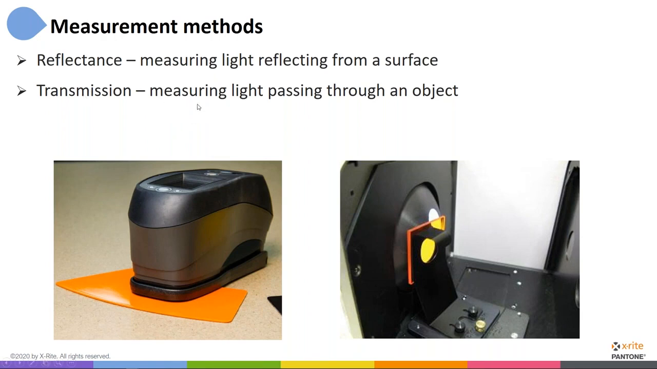And in some cases, I might need both. I want to know what color this is from a reflectance perspective, but I also want to know about light passing through it. So I may do reflectance and transmission, but they're different measurements that may require different devices to do their measurements.